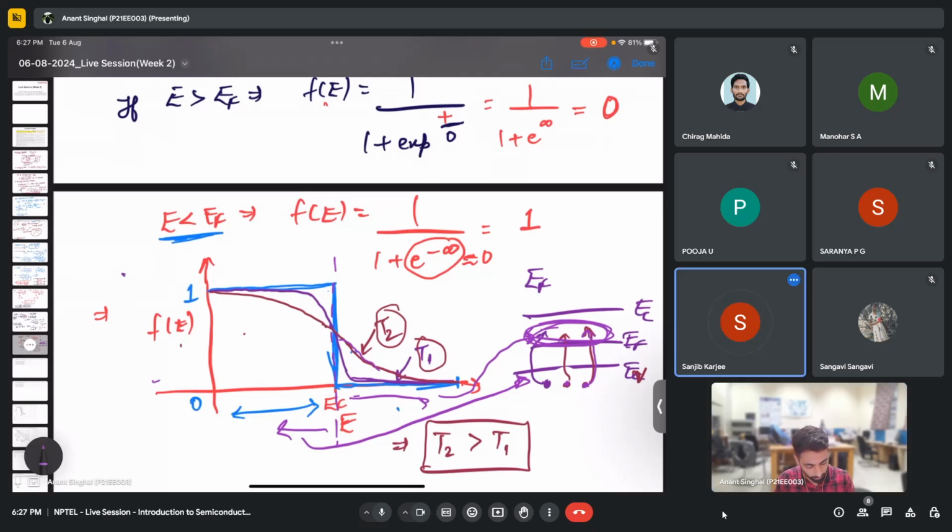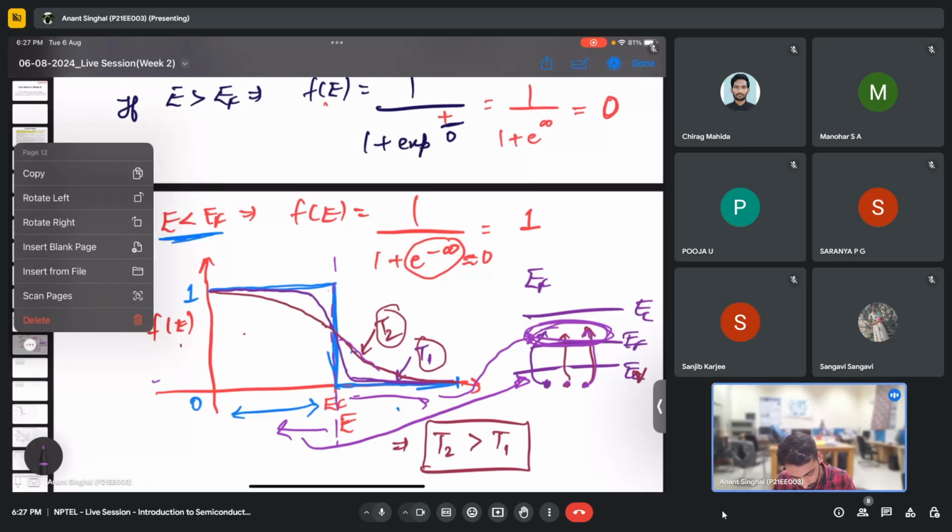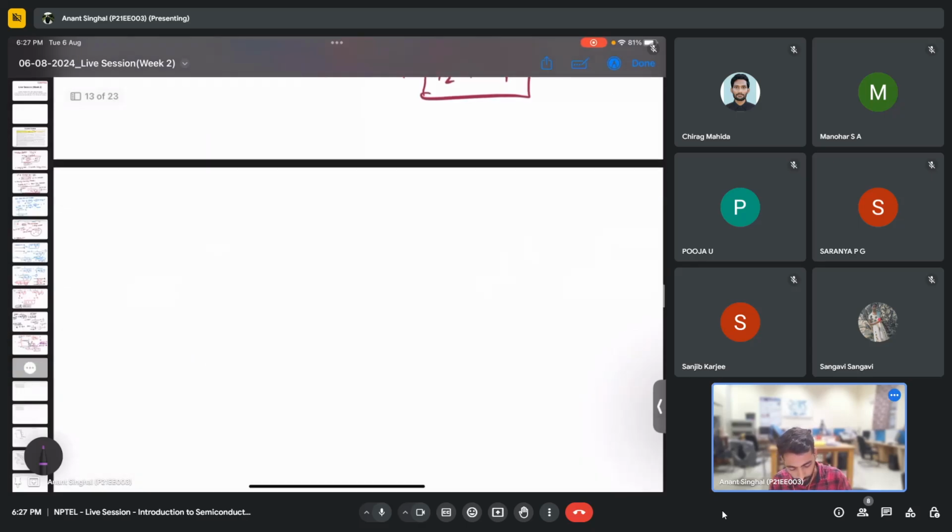Okay, so let me frame a question very quickly. You all should try to do it. I'll give you 5 minutes to solve this problem, so you need to do it quickly. Let's say the Fermi level I give you for a semiconductor is 5.5 electron volts, and it follows the Fermi distribution function. So I'm just writing it as it follows the Fe function.